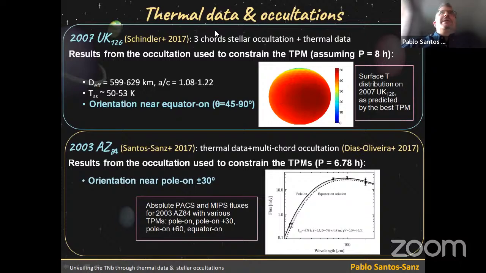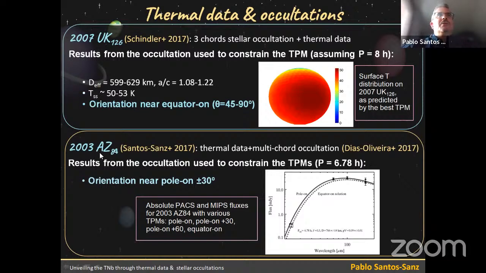And well, just some examples. The first one was this Bayanor example, but we are starting to use thermal data and occultations to study these objects. This is one example, 2007 UK126, using a multi-chord stellar occultation plus thermal data. We can constrain the thermophysical model and then obtain more information.